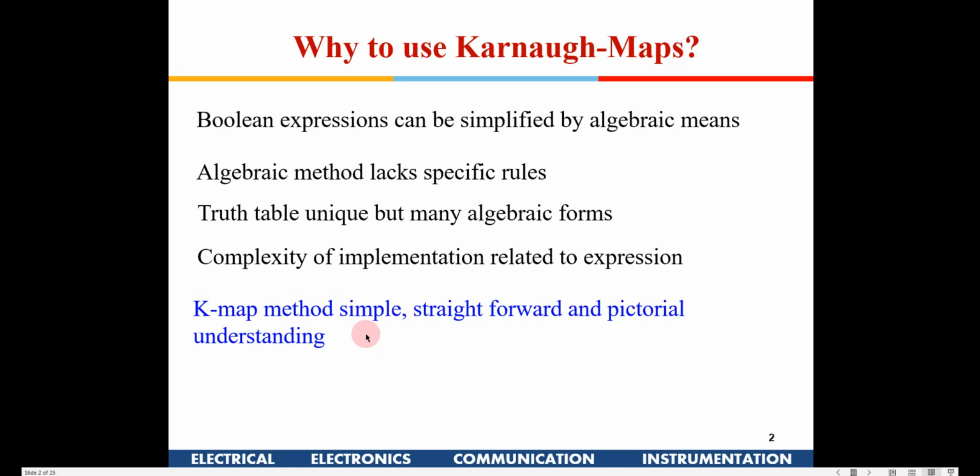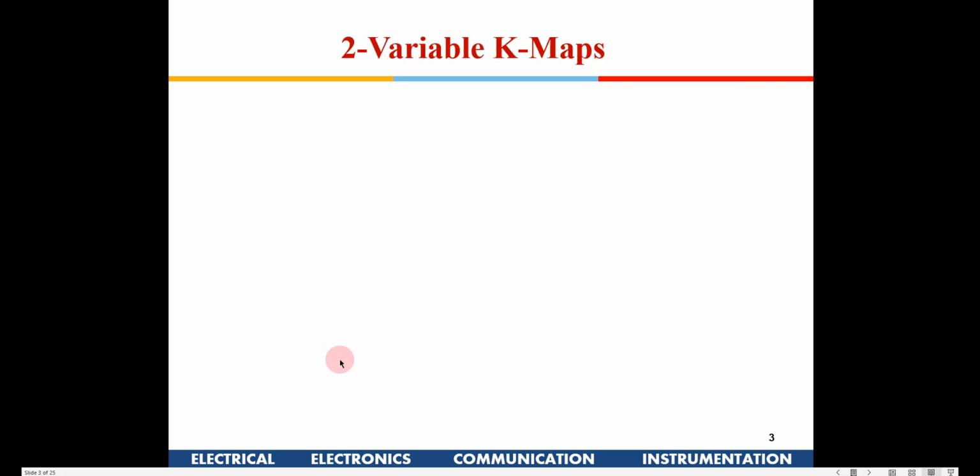Again, let me clear one aspect here itself. This KMap is also intended for human beings. The computer doesn't use KMap to simplify the expressions. The computer uses a different method which is known as the QM method, which we will learn next week. This KMap is a method which you and I can use, using a pen and paper. So the KMap is used as a simple method, and that is why it is written pictorial understanding.